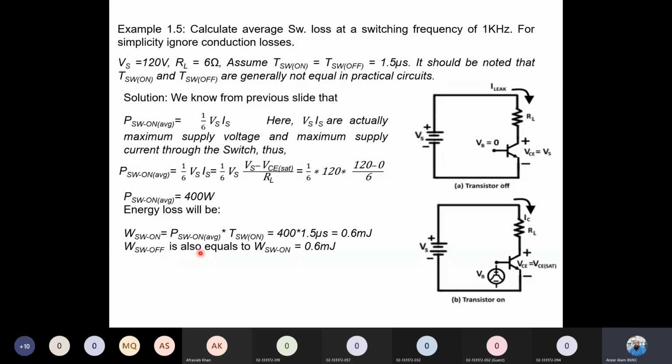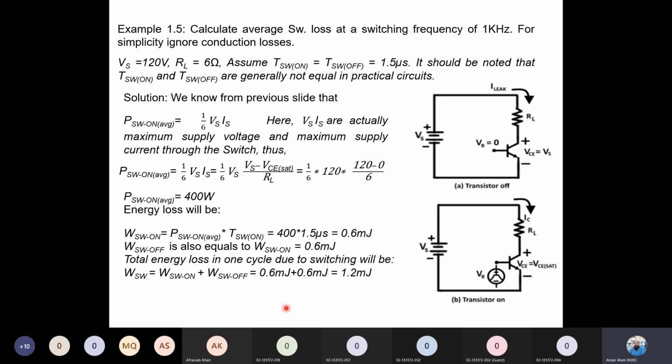Okay, switch off is also equal to switch on. Yes, they have stated this. These two are equal, so for on it is 0.6 millijoule and for off also 0.6 millijoule. How will you find the total? Add both. Total energy loss in one cycle due to switching. Now see, the subscript is important. Here it is not written on, only switching. So the total energy loss during switching is equal to the energy loss during on time plus the energy loss during off time. So it becomes 1.2 millijoule.